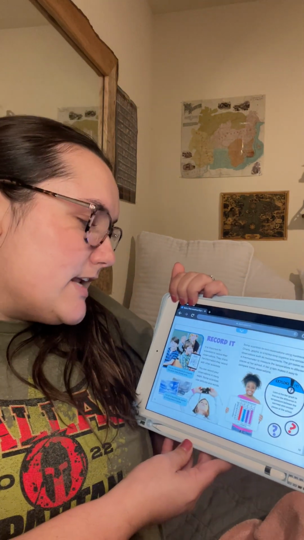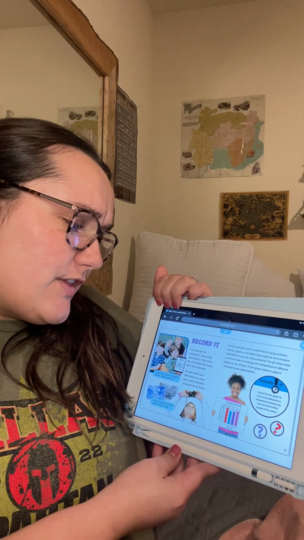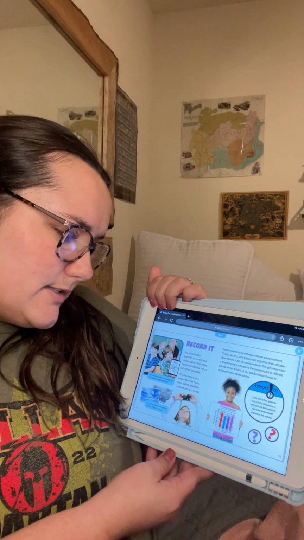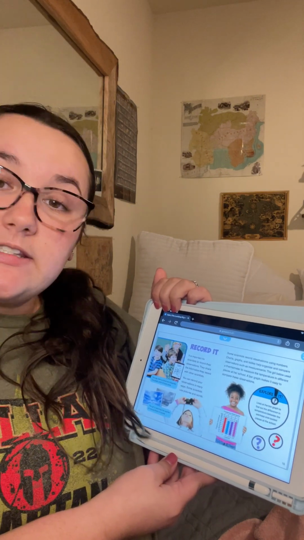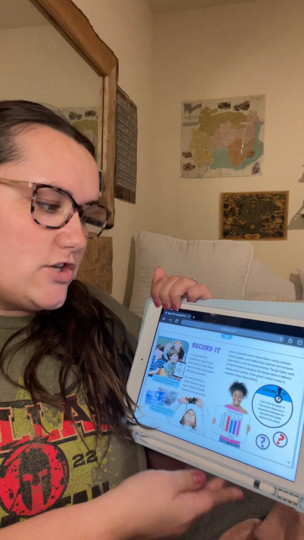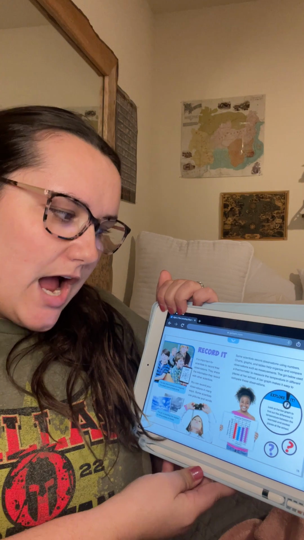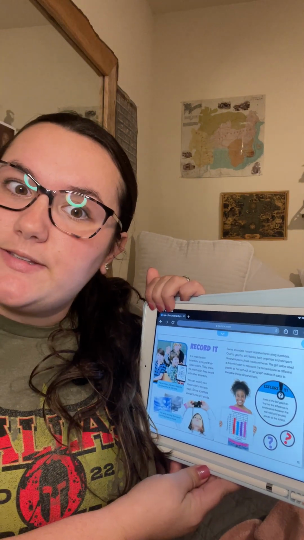Record it. It is important for scientists to record their observations. They share the information they record with other scientists. You can record your observations in many ways. Some scientists use pictures and words. Some scientists record observations using numbers. Charts, graphs, and tables help organize and compare observations such as measurements.